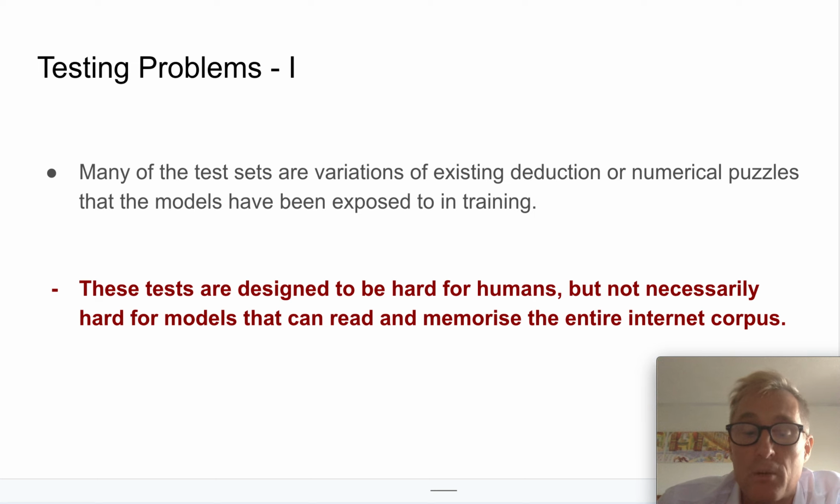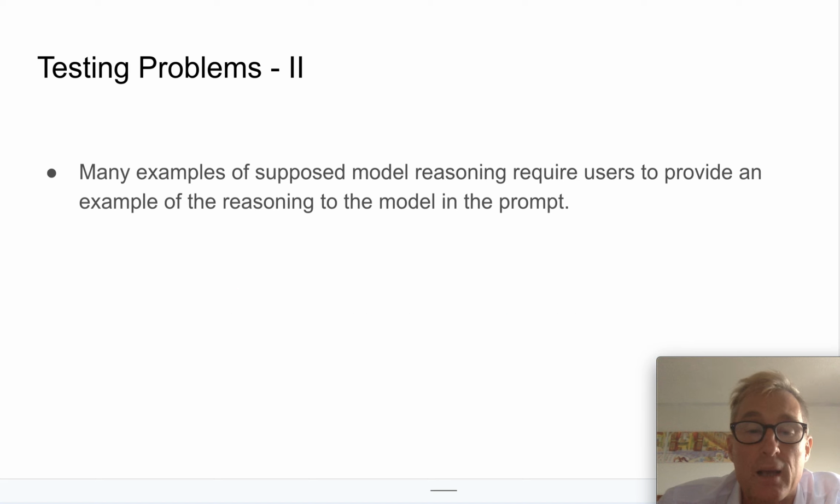So there's a problem there, both with the knowledge of what's in the test versus training data set, and also that things that are hard for humans are not necessarily hard for machine algorithms, because they learn in a different way.